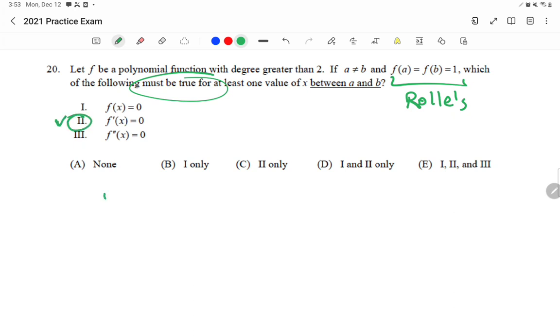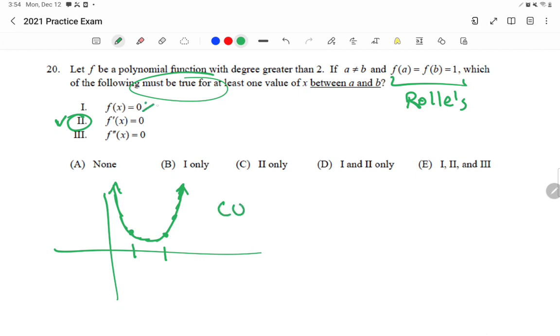Now, we don't really know if this graph ever actually does touch 0. We know that f of a is 1 and f of b is 1, but it just says degree greater than 2. If it was odd, we would know one has to go up and one has to go down. But we don't know if this is odd or even. So this graph hypothetically could just do something like this and never hit 0, and this would be concave up the whole time. So we don't know if this is true.